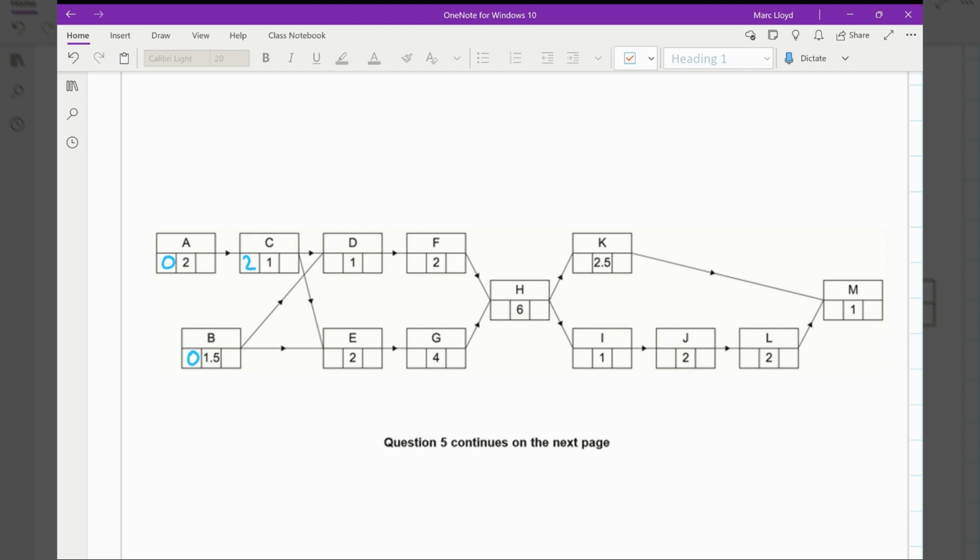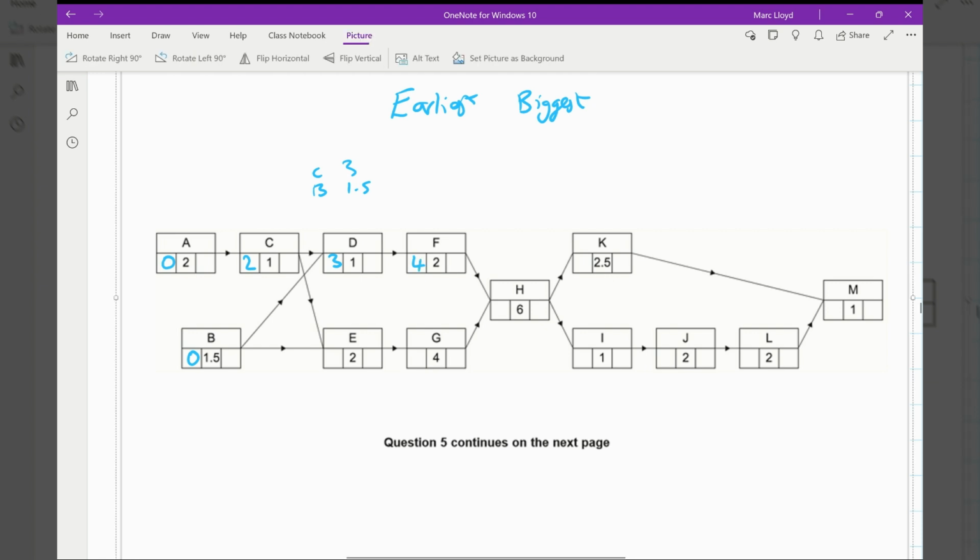Now, for the next bit, D, we've got 2 predecessors. C finishes after 3 hours, and B finishes after 1.5. Now, D cannot start at 1.5 because C is not finished yet. So you have to take the biggest number for the earliest start time. So for the earliest, you take the biggest. Therefore, D is going to be 3. F, 3 plus 1 is 4. And I'll worry about H shortly. For E, because C is a predecessor as is B, we then have to put a 3 there.